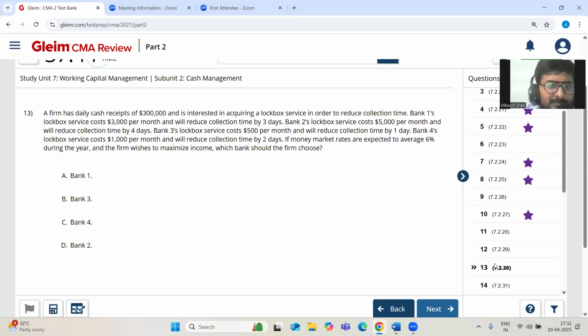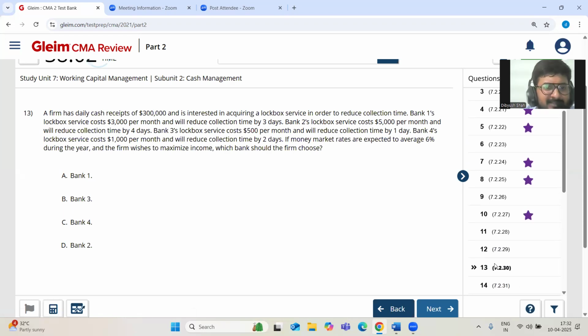Looks a little better. A firm has daily cash receipts of $3 lakh and is interested in acquiring a lockbox system to reduce collection time.